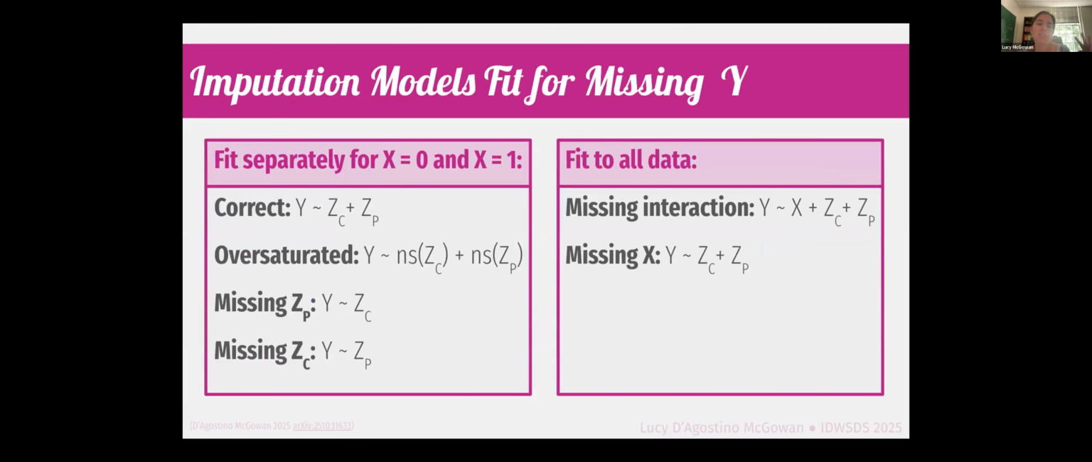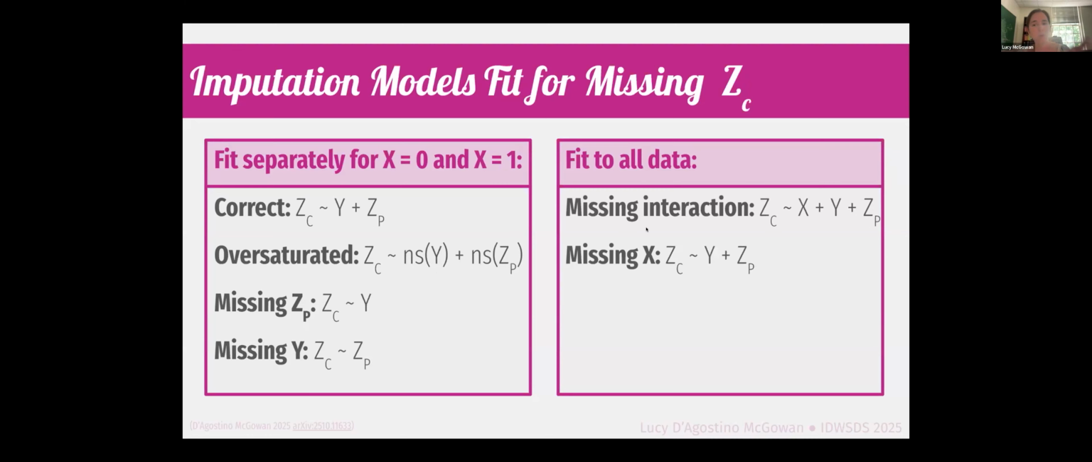Okay, so then for missing Y, I fit separately for X0 and X1. So this is where I split. This is the correct one. So the correct model would be like this. X is implicitly in here because we're doing it separately by X0 and X1. So the correct imputation model would have both ZC and ZP. An oversaturated one that we fit, where basically I put splines on both of these, missing ZP, missing ZC. And then we did some that were fit to all the data not split by X0 and X1, one that was missing the interaction, and one that's missing X entirely. And then we have all these same scenarios except when ZC is the thing that's missing, so missing ZP, missing Y, and missing X as well.